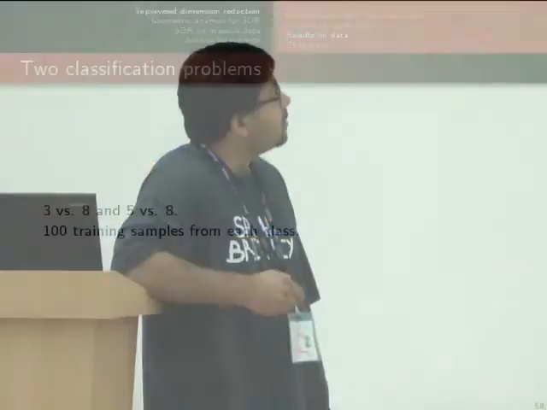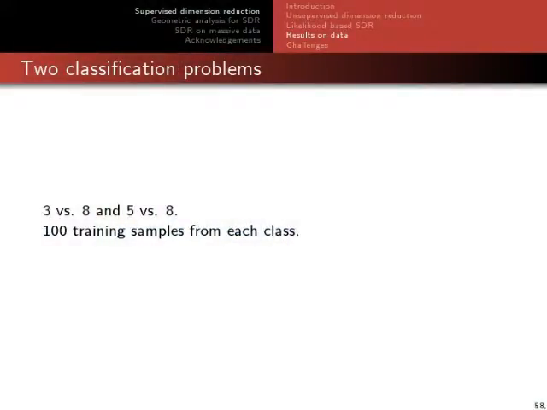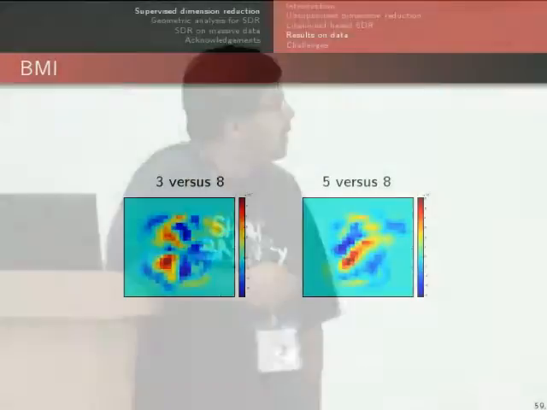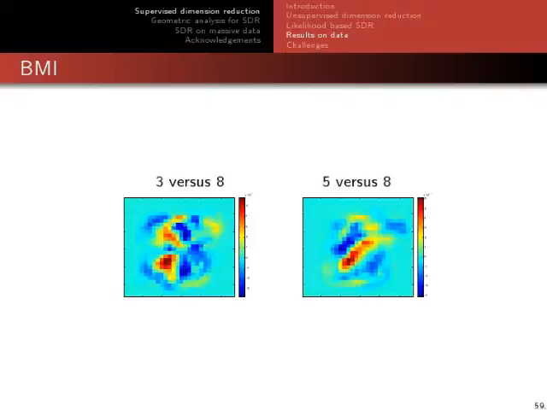These are 3s, 5s, and 8s. And what we looked at are two classification problems, 3 versus 8 and 5 versus 8, because these are some of the harder ones. And what I just want to show you is, okay, we have 100 training samples from each class. And I kind of like this picture. Let me just go through this picture, okay? These two pictures are the projection spaces, this is for 3 versus 8 and 5 versus 8.